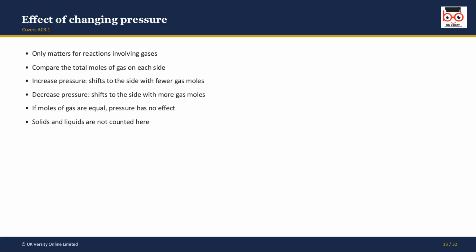Pressure is next, and it only matters when gases are involved. The trick is to compare the total moles of gas on each side of the equation. Increase the pressure, and the equilibrium shifts towards the side with fewer moles of gas. Decrease it, and it shifts towards the side with more. If the two sides have equal moles of gas, then changing the pressure has no effect at all. And remember, solids and liquids don't count in this.